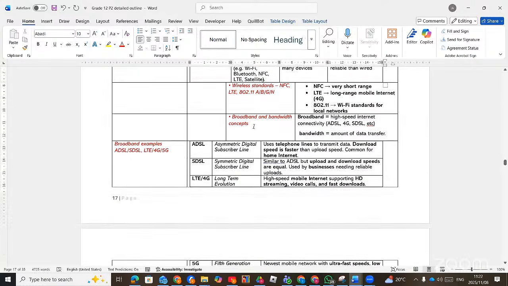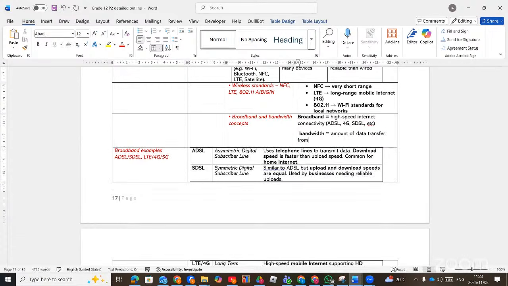Then you must also know the difference between broadband and bandwidth. Broadband is a high-speed internet connectivity. Examples are ADSL, SDSL, 4G, and others. But bandwidth is the amount of data transfer from one point to another. So they can ask you to explain what bandwidth is. The keyword: amount of data transfer from one point to another.